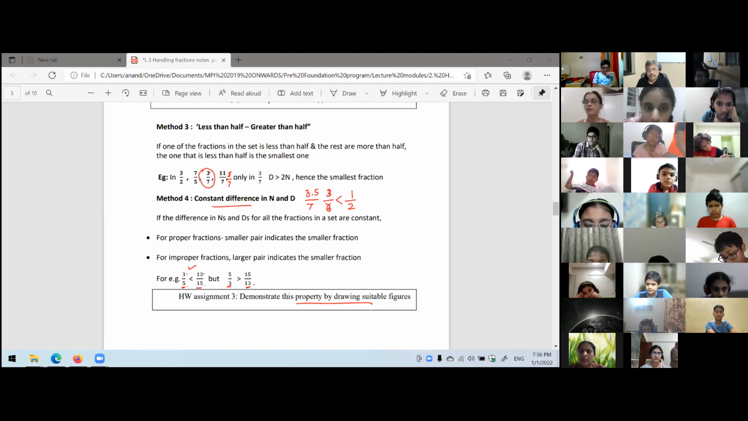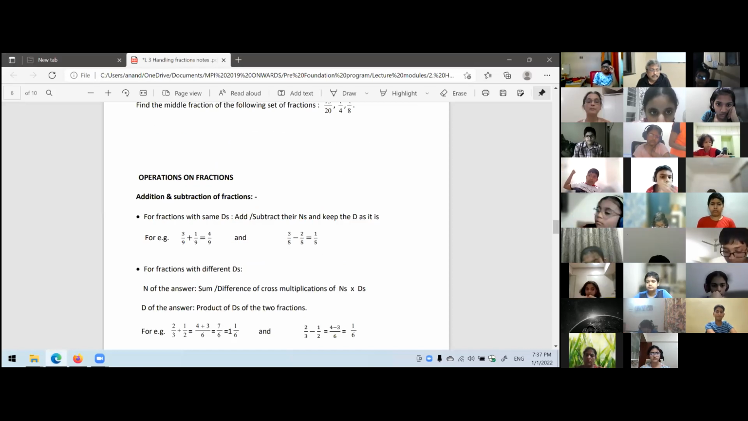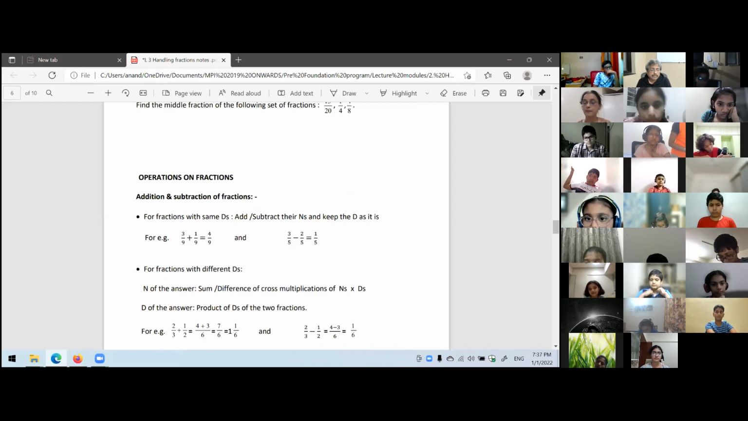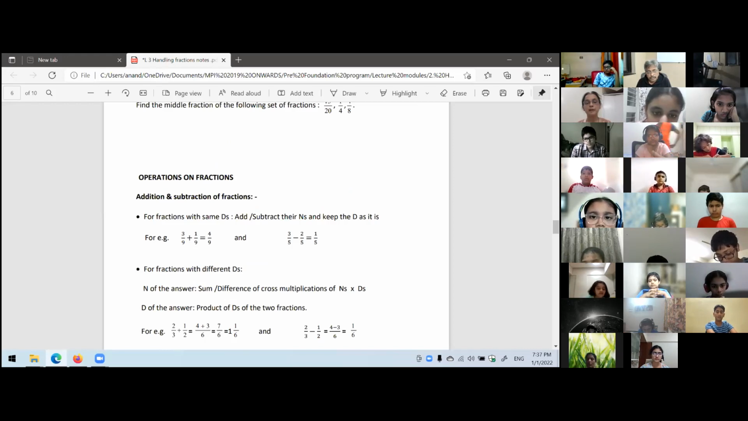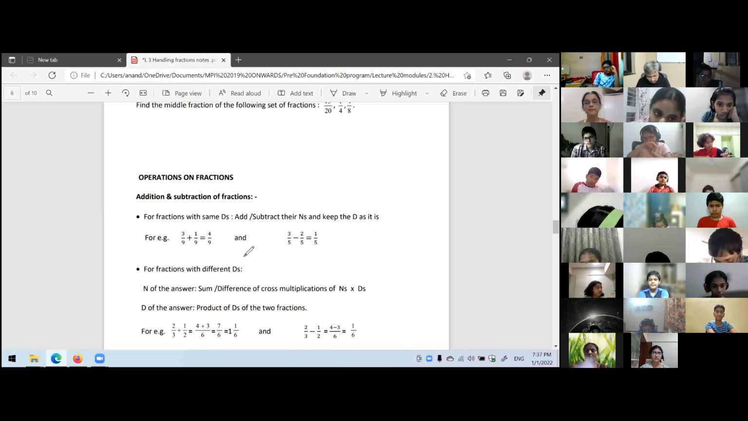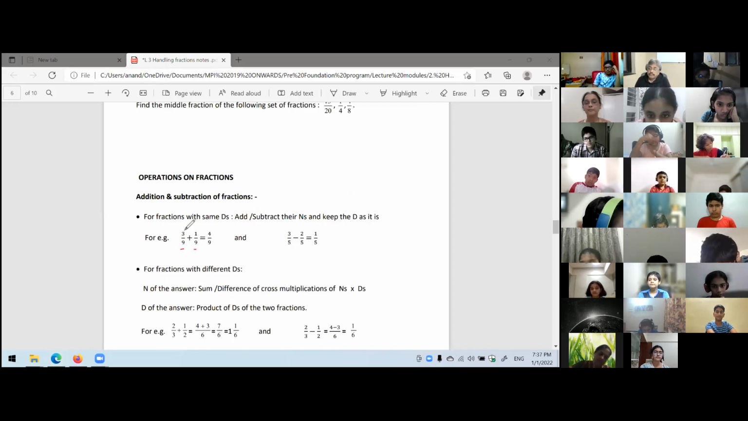Now let us come to operations on fractions. Can we add fractions? Yes, of course. Can we subtract fractions? Yes. Can we multiply? Yes. Can we divide? Yes. How do we add fractions? It is very simple if the denominators are same. Simply add the numerators.